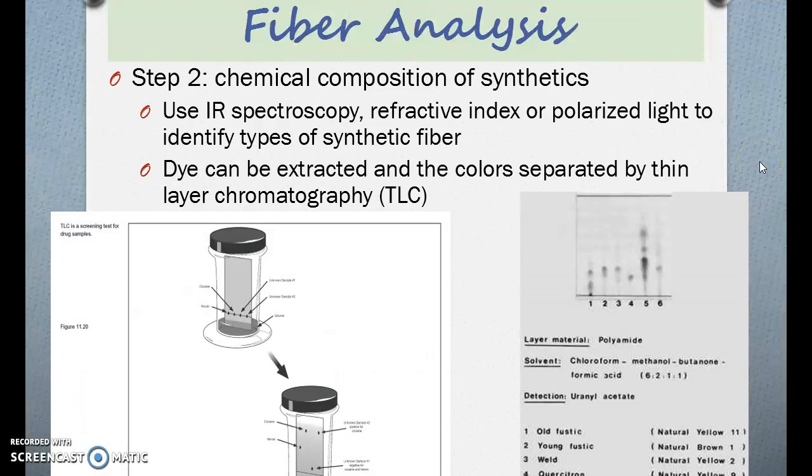They can also run chemical composition on those synthetics, and a lot of times that's done through different chemistry techniques. One is spectroscopy. Refractive index is not a new term for us; we've looked at that several times throughout our units. They could also take the dye used to make those fiber sources and use thin layer chromatography to gain some inference about the materials that make up that dye.